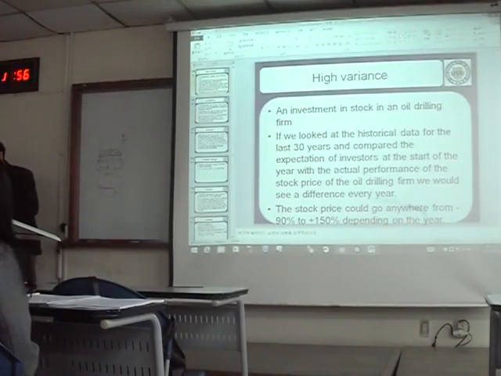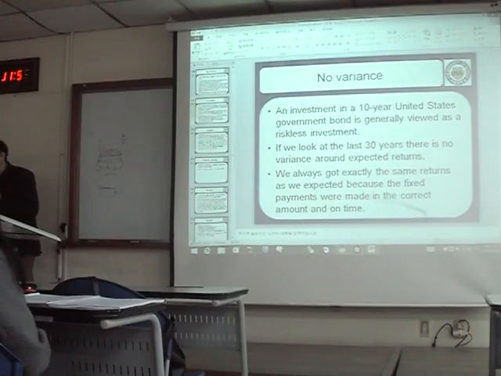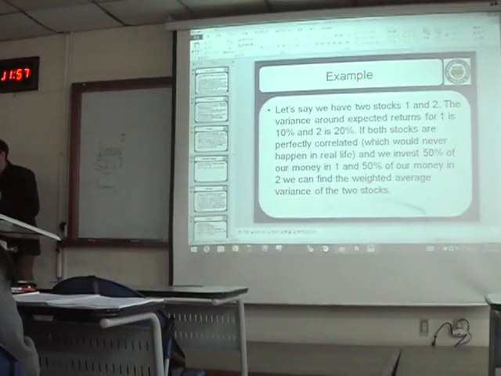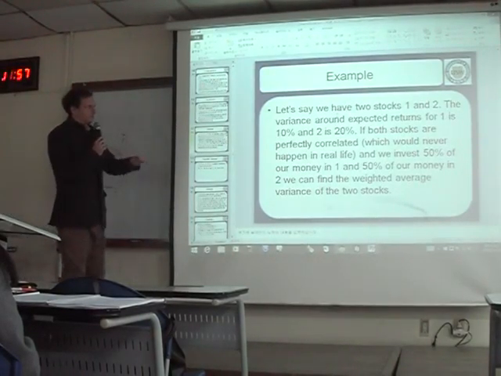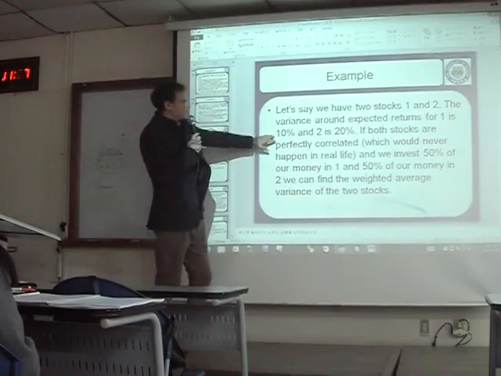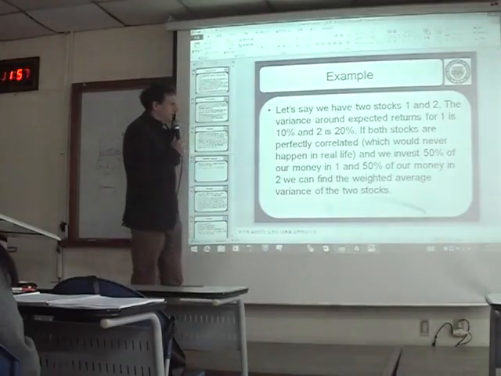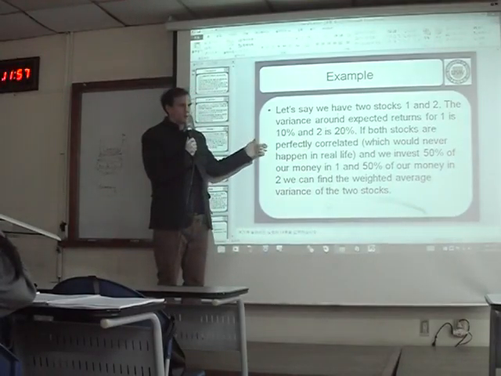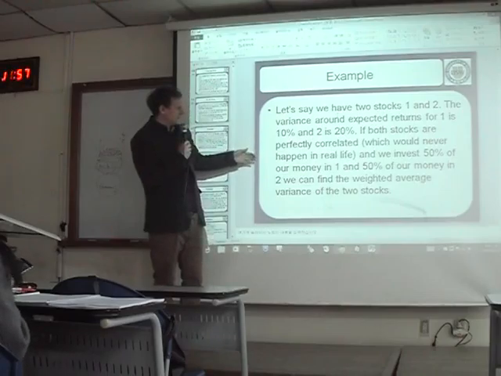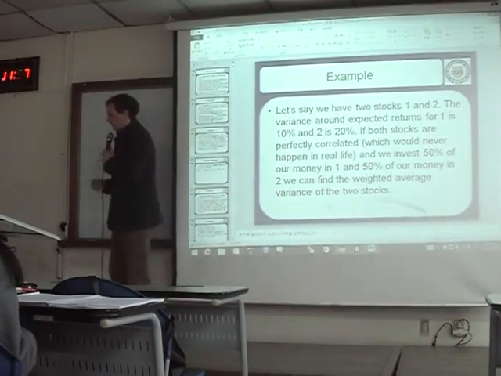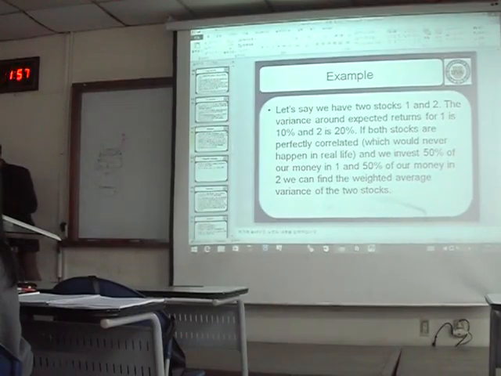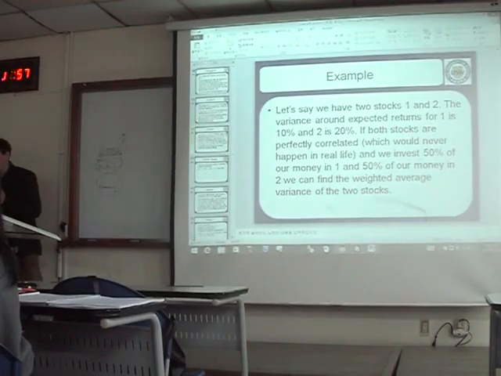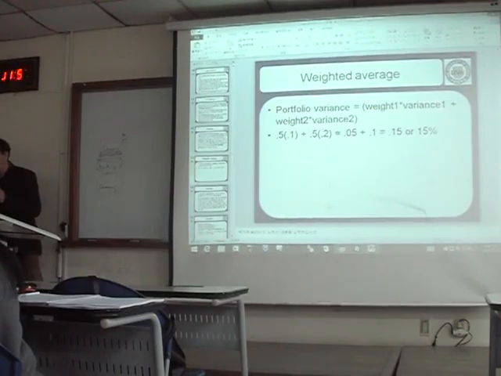So we're showing that diversification has an example in a mathematical and statistical way. We looked at an example of investing in two companies: 10% variance and 20% variance. We asked, if both stocks were perfectly correlated, then what would be the weighted average variance? It would be 15%. If we have half of this stock and half of that stock, it's going to be in the middle, 15%. So we made this weighted average calculation.